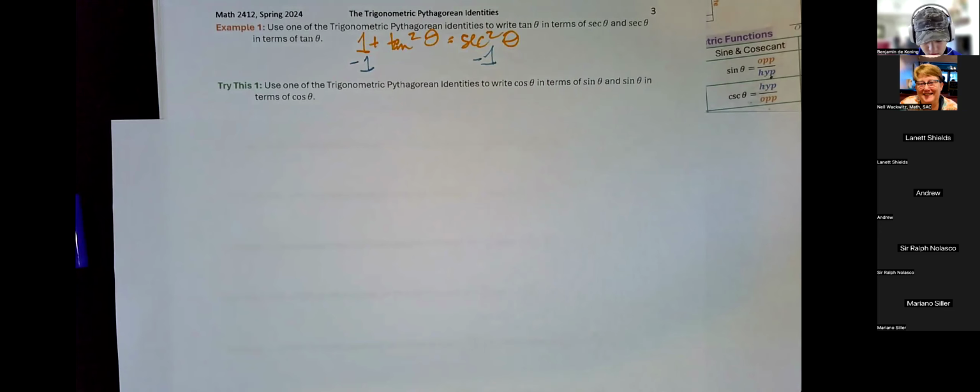So it's asking us to use Pythagorean identities to write cosine in terms of sine, right? Yeah.